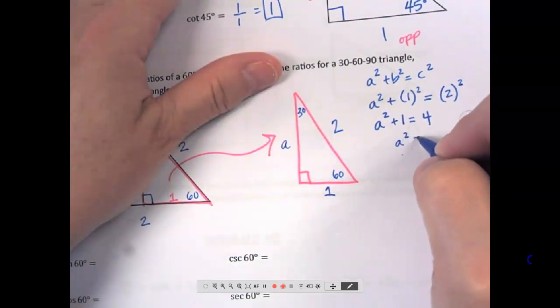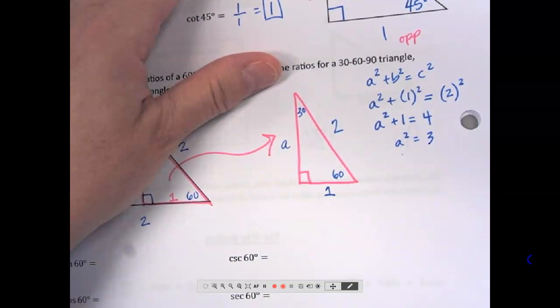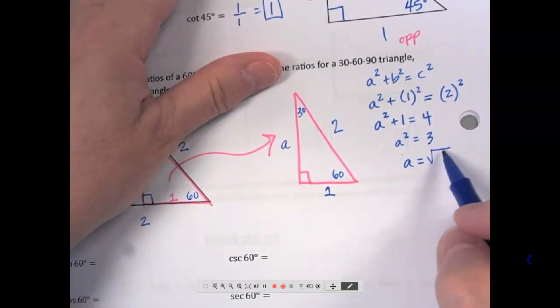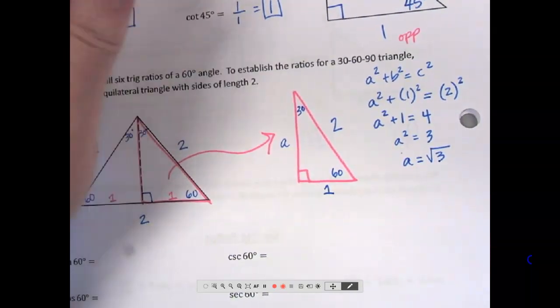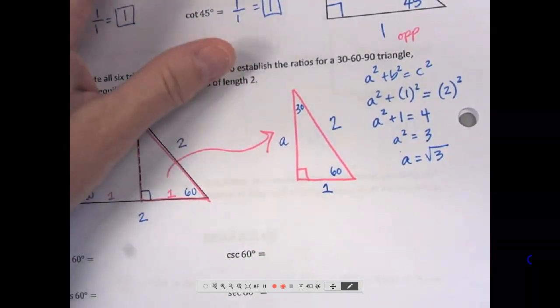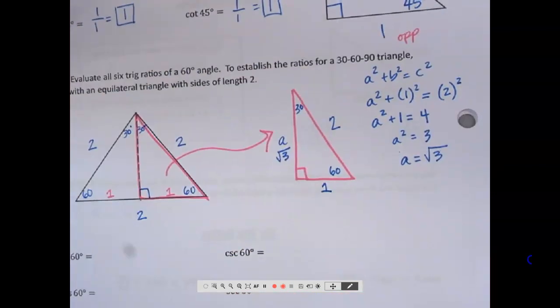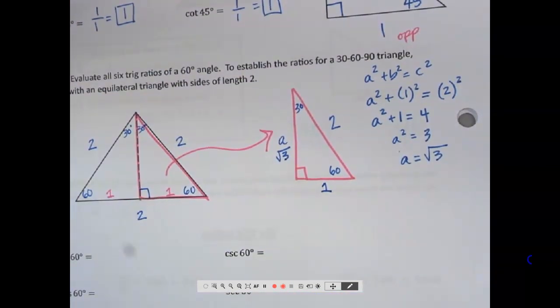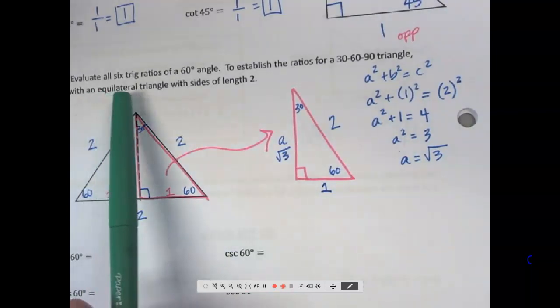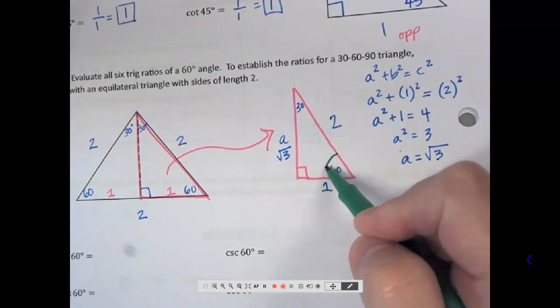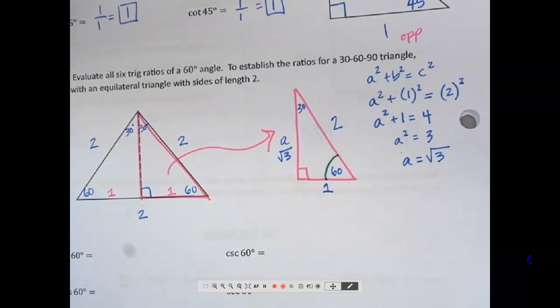Well, that means that A squared is 3. And that means that A is what? Square root of 3. Okay, I'm not doing plus or minus because I'm talking about a length of a triangle here. So square root of 3. Everybody good with that? Okay, so the whole question is to find all 6 trig ratios of the 60-degree angle. So I'm focusing on this one down here.